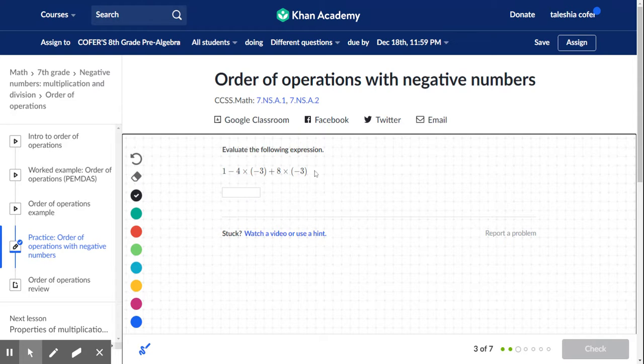On this one, let's see. Remember PEMDAS. First, I have parentheses, but these parentheses are just to help me remember that my 3's are negative. So I have 1 minus 4 times negative 3 plus 8 times negative 3.